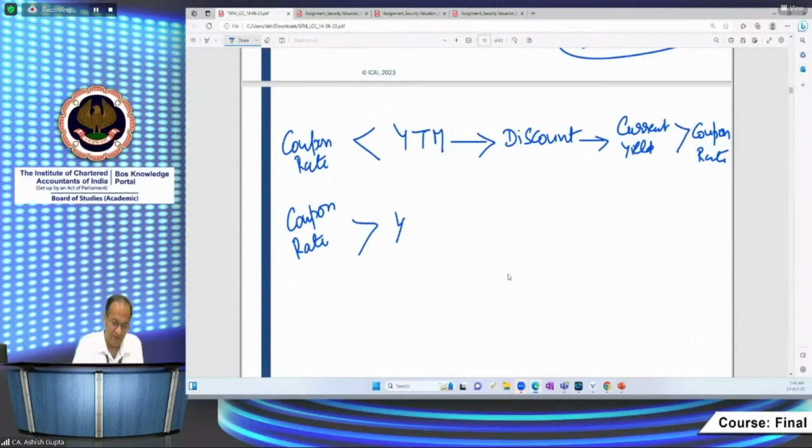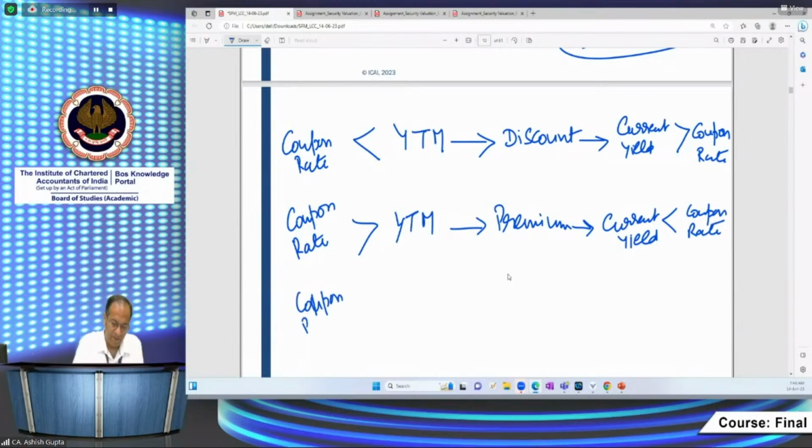Coupon rate is greater than YTM. It will be sold at a premium, and our current yield will be lower than our coupon rate. Now, if my coupon rate is equal to YTM, then it will be at par and current yield will be equal to the coupon rate.